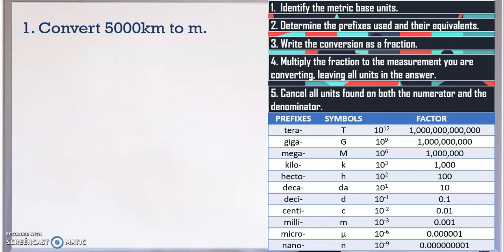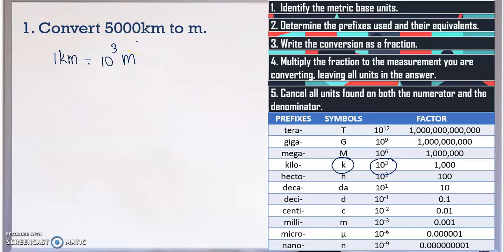For the second step, determine the prefixes used and their equivalents. In this specific problem, there is only one prefix used, and that is kilo. Using the conversion chart, we can say that 1 kilometer is equal to 10 raised to 3 meters.